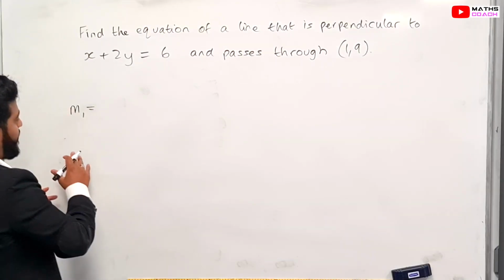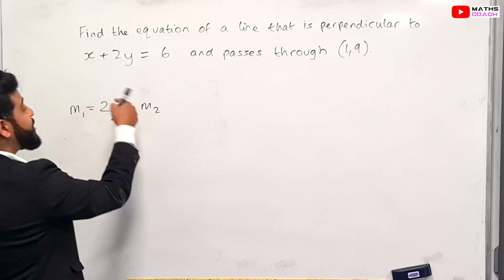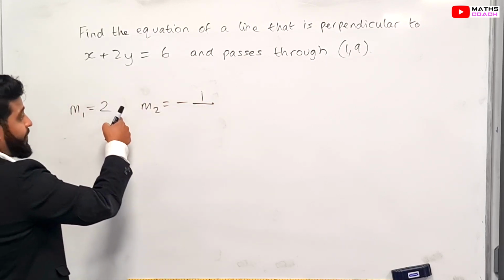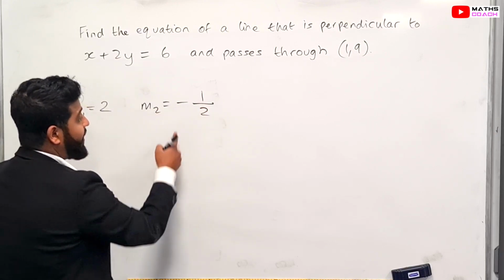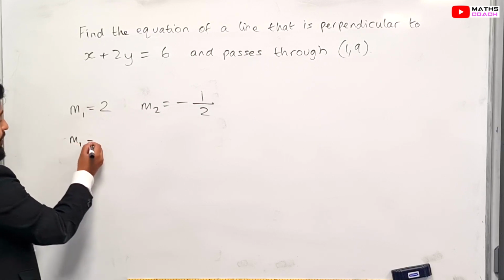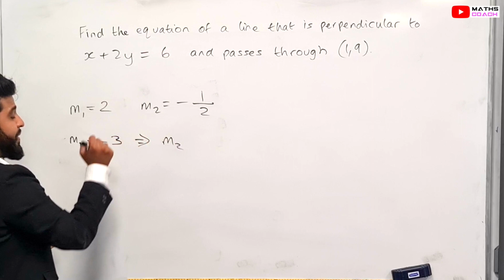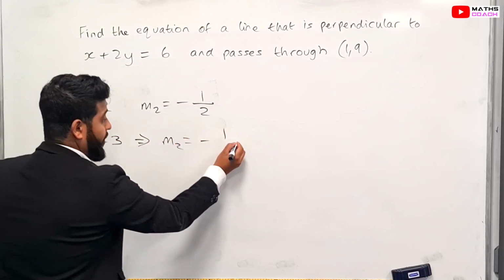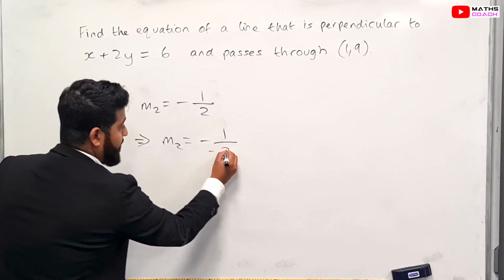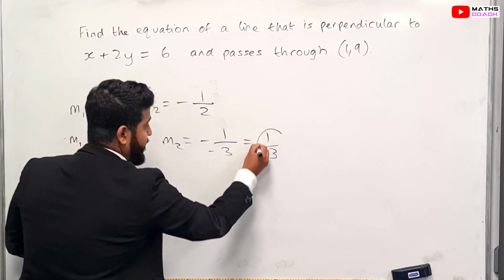Let's practice this some more. If the gradient of something is 2, the gradient of a line which is perpendicular to this will be minus 1 over whatever the gradient of this one was, which is 2. So it's minus 1 over 2. Let's try this again. Let's say the gradient of something is minus 3. Therefore, the gradient of something which is perpendicular to this would be minus 1 over the negative reciprocal, and you just insert the minus 3 here. So minus 1 over minus 3. Two negatives give you a positive gradient overall.